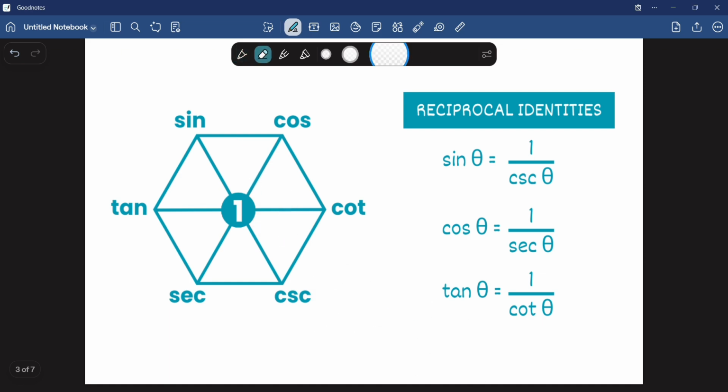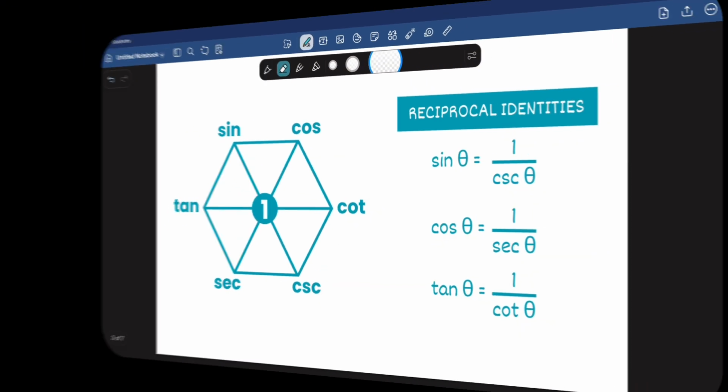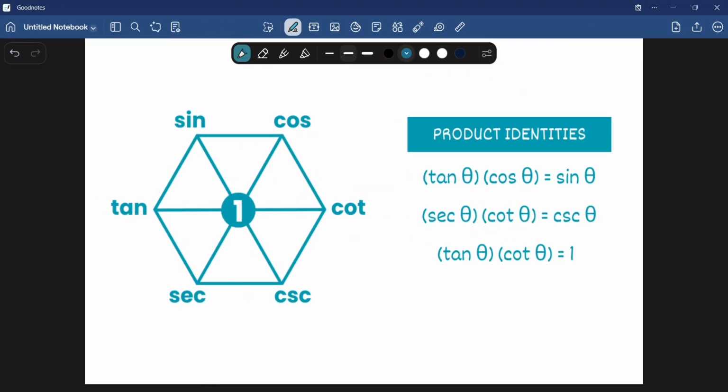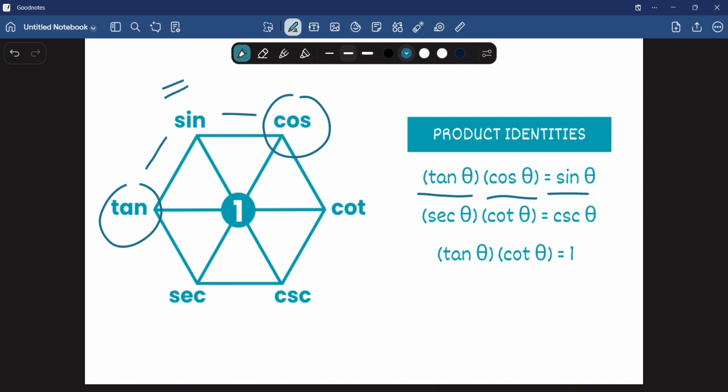Now let's move on to the next set of trigonometric identities. When it comes to product identities, there's a very easy pattern you can follow. The trick is to focus on what's positioned between the two trigonometric functions. For example, tangent theta times cosine theta is equal to sine theta. As illustrated in the hexagon, tan theta times cosine theta, and the identity found in the middle, which is sine, becomes their product.